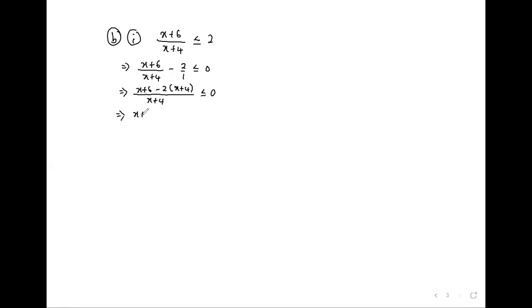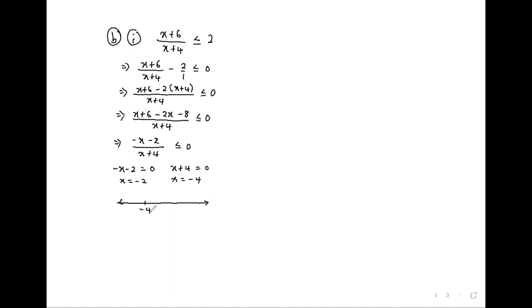Then you expand, and then you have this. So you work out, you get (-x - 2)/(x + 4) less or equal to 0. So from there, you equate the numerator to 0 and get x equal to -2, and the denominator to 0 and get x equal to -4. Then you have the number line, right?